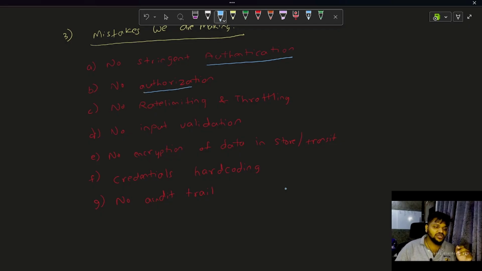But now the issue is no authorization. The difference between authorization and authentication is that authentication means I give my credentials and validate that I am part of this particular system. For example, I have an account in HDFC Bank.